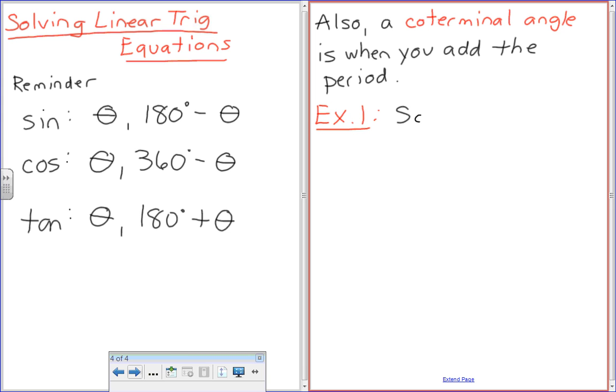solve 0 degrees is less than or equal to theta is less than or equal to 720. 3 equals 5 sine theta minus 1. So this is what these questions are sort of going to look like today. So 3 equals 5 sine theta minus 1. Now this looks frightening. It is not frightening.